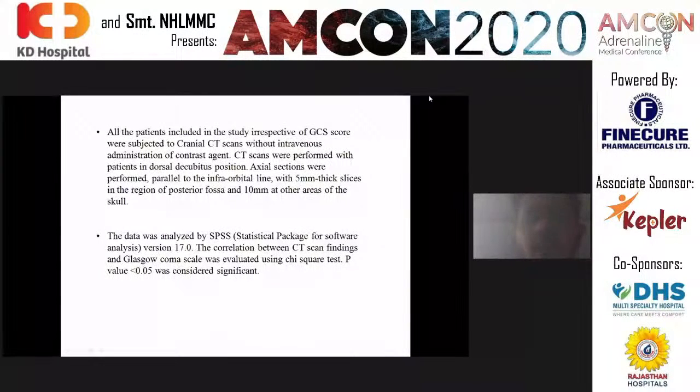Data were analyzed by SPSS version 17. The correlation between CT scan finding and Glasgow Coma Scale was evaluated using chi-square test. P-value less than 0.05 was considered significant. Next.